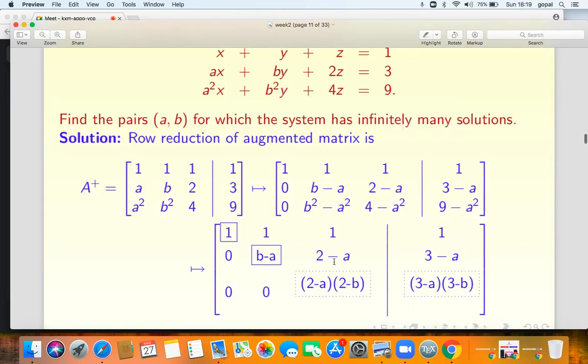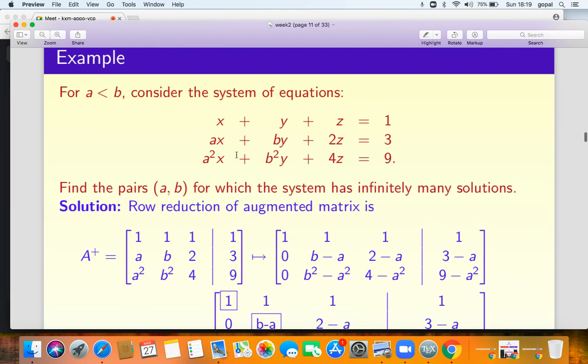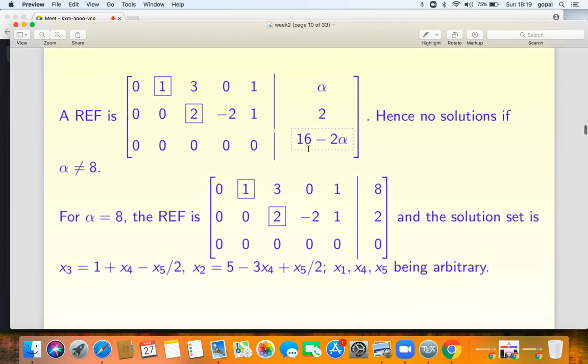There's one more example of a similar kind with A's and B's. By the way, going back to the previous example, what is the complete solution? x1, x2, x3, x4, x5. Suppose I take x1 equal to 0, x4 equal to 0, and x5 equal to 0. If all three are 0, then what is the solution? x1 is 0, x2 becomes 5, x3 becomes 1, x4 is 0, and x5 is 0. So you get 0, 5, 1, 0, 0. That's a particular solution.